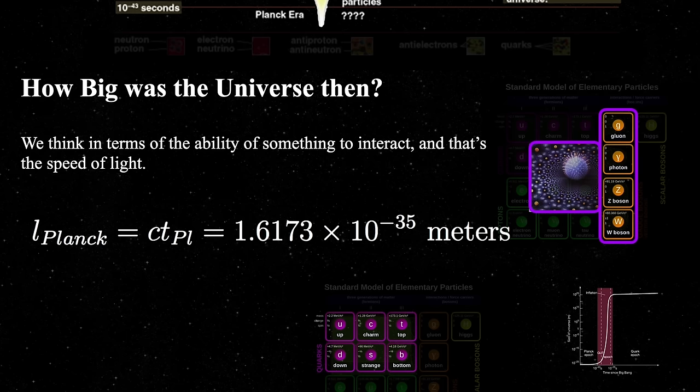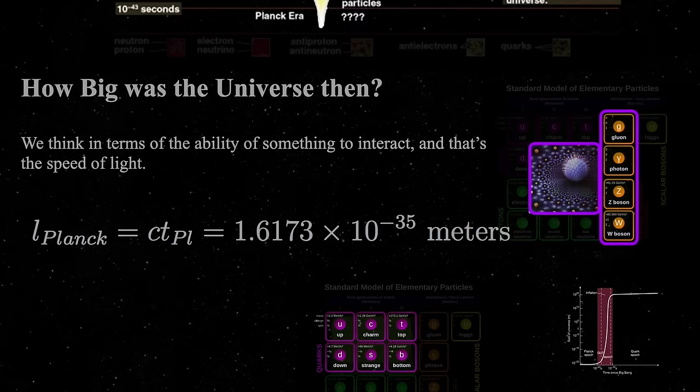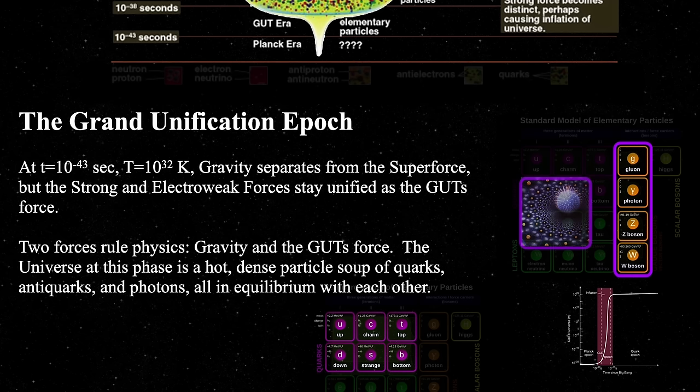All right. At that time, we would call it the Grand Unification Epoch. So at 10 to the minus 43rd seconds, the temperature is a staggering 10 to the 32nd Kelvin. And at that moment, gravity separates from the superforce. So the end of the Planck era instantiates the grand unification epoch, where gravity separates away and the strong and electroweak forces are still unified together as the grand unified theory force. So then there are two forces ruling all of physics in this very short early universe time: gravity and the grand unified force.